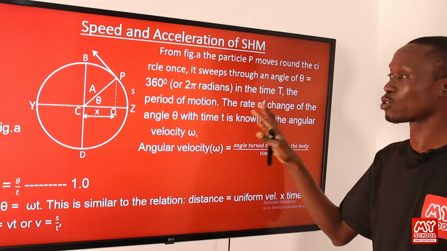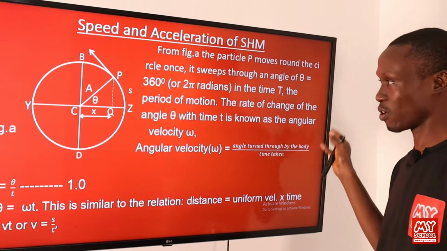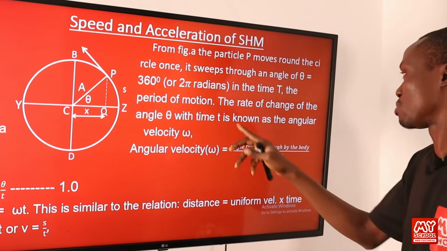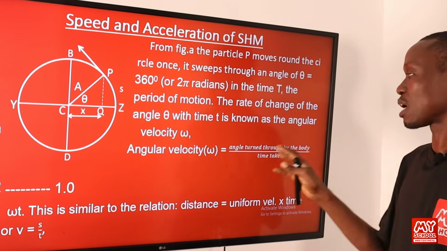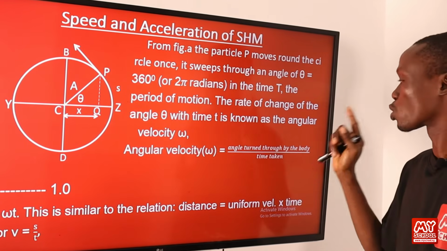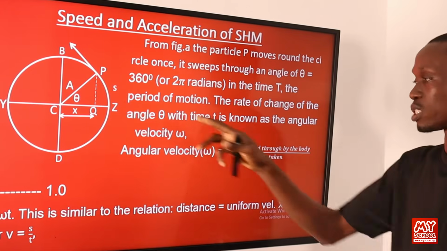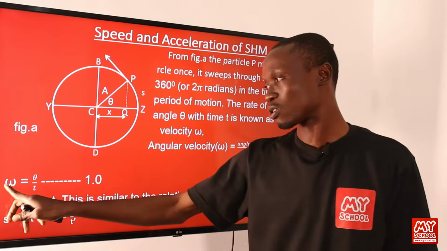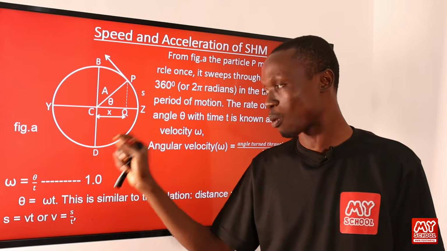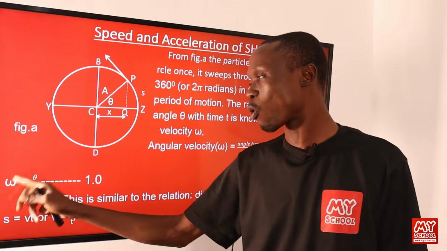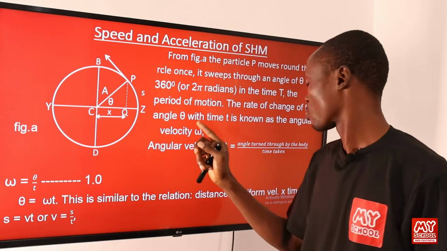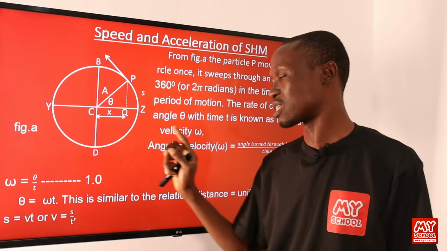So basically, I'm just trying to define angular velocity, which is the rate of change of the angle theta with the time t. Mathematically, angular velocity is equal to the angle turned through by the body, which is theta, all over the time taken. So angular velocity omega, this symbol here is not w, it's called omega. So omega, which is angular velocity, is equal to the angle turned through by the body all over the time taken.